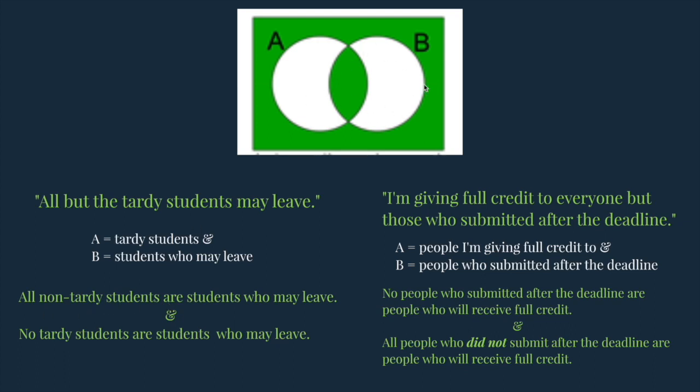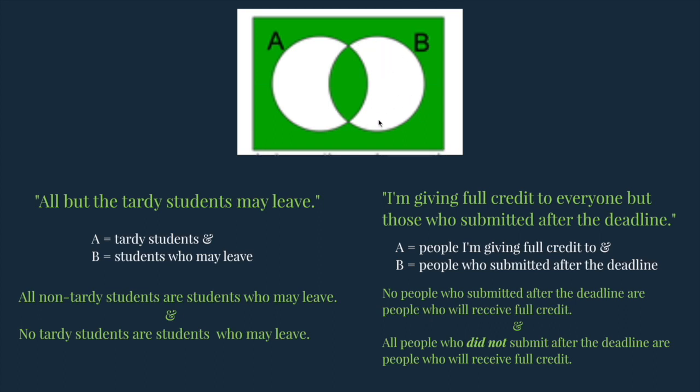That includes students who are in the B circle but outside of the A circle, but it also includes everybody outside of both circles. So when I say all non-tardy students, I'm talking about everything outside of the A circle, including what's in the B circle but outside of the A circle, but also including stuff that's outside of both circles. And when I say all non-tardy students are students who may leave, what I'm doing is shading out everything but the non-tardy students who may leave.